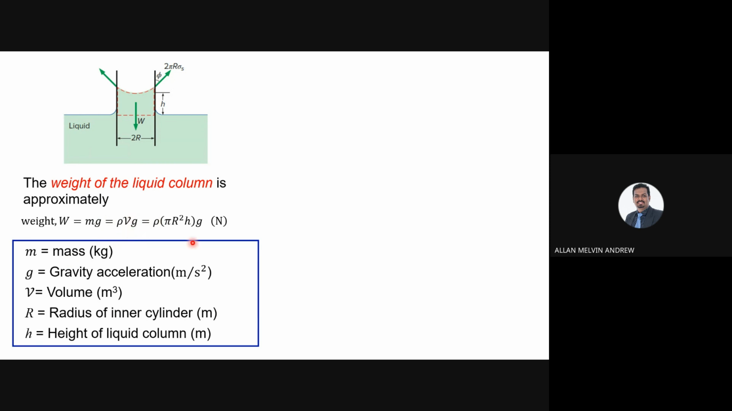Then you just replace V with, for the cylinder, pi r squared h. So the area of the cylinder times the height, and then g is gravity.